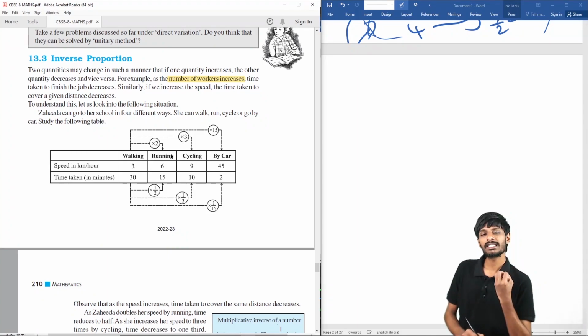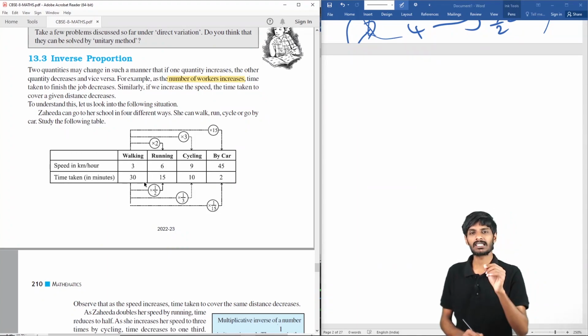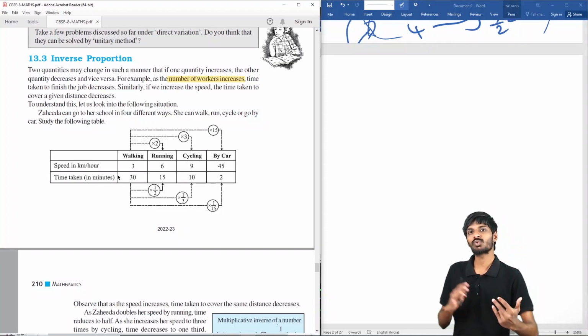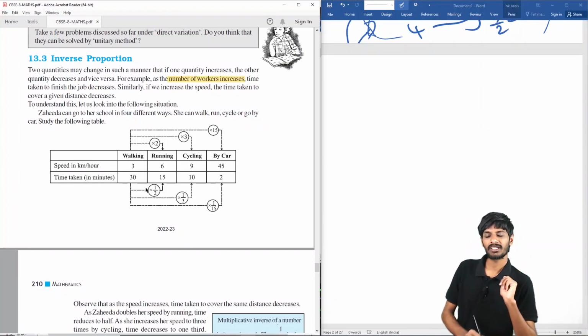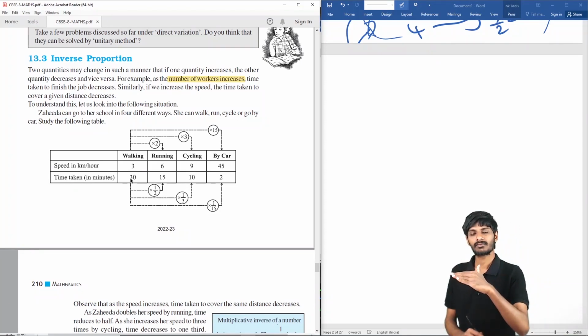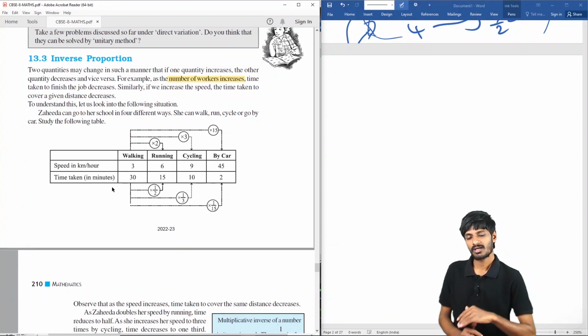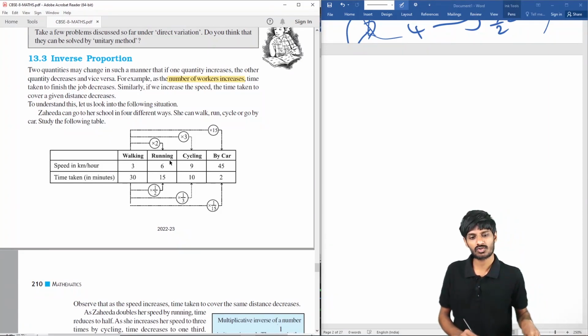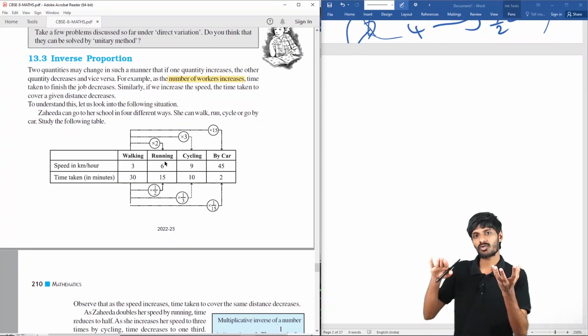So if you see here, the speed is increasing continuously. By changing the vehicle, the speed is increasing. Whenever the speed or the velocity is increasing 2 times, 3 times, 15 times, what happens to the time taken to reach the school? If you see, first the time taken is 30 minutes, next the time taken is 15 minutes, which is 1 by 2 of the first case, and next the time taken is 10 minutes, which means 1 by 3 of the first case, and next the time taken is 2 minutes, which is 1 by 15th of the first case. So here the speed is increasing, at the same time the time is decreasing. At what rate the speed is increasing, at the same rate the time is decreasing. We have to see this, friends. This is called inverse proportion. If one quantity increases, the other quantity decreases.